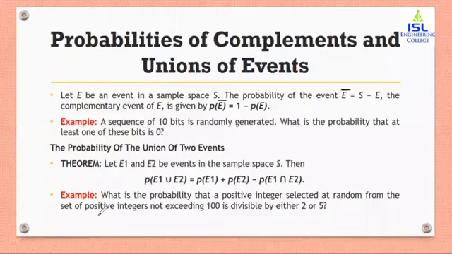we have another problem. What is the probability that a positive integer selected at random from the set of positive integers not exceeding 100 is divisible by either 2 or 5? So now for this problem, what is the probability that a positive integer from a set of positive integers not exceeding 100 is divisible by either 2 or 5? So let's solve it.